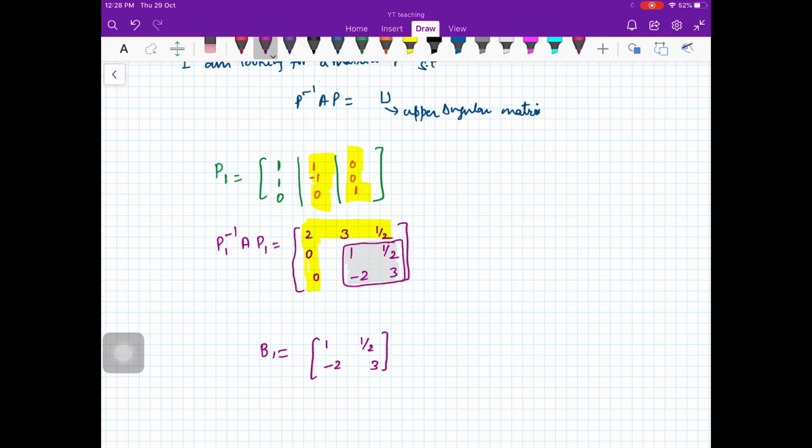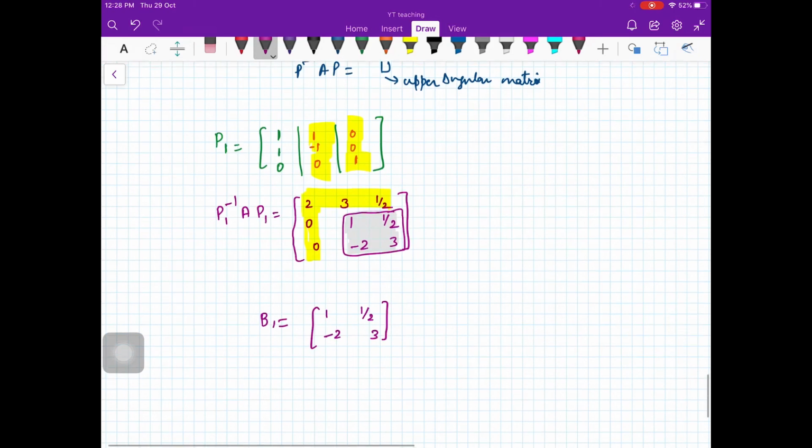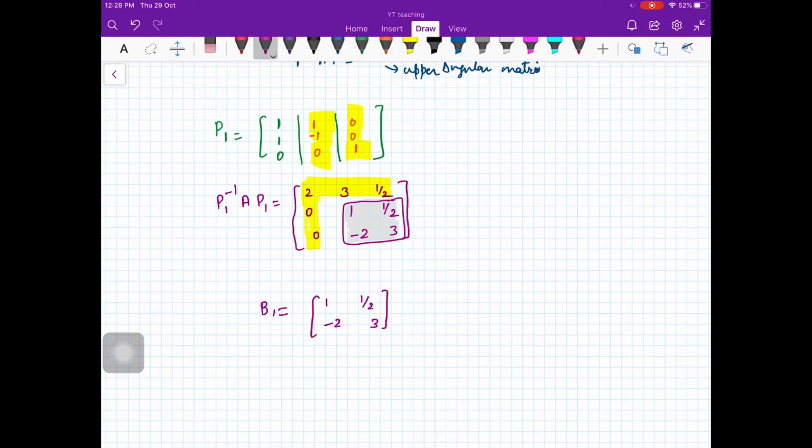Now I will try to make it into an upper triangular matrix. So I will try to find a matrix PB1 such that PB1 inverse B1 PB1 is an upper triangular matrix. Again I will find the eigenvalues here. The determinant of 1 minus lambda, half, -2, 3 minus lambda equals 0. That will give lambda equal to 2, 2. So 2 is an eigenvalue with multiplicity 2.